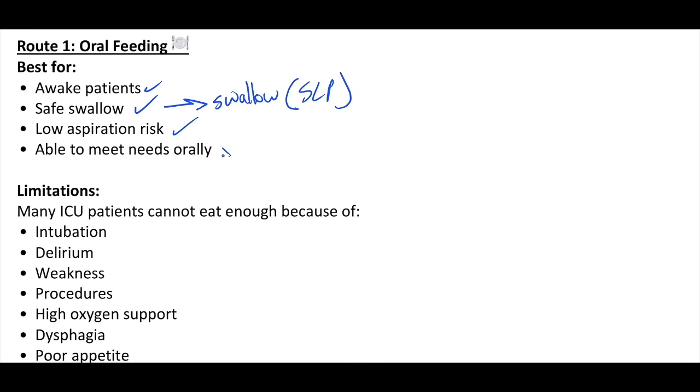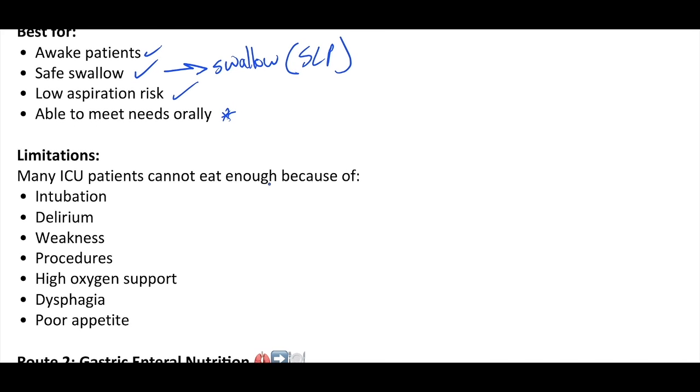The thing to remember, though, is you really got to monitor whether that patient's able to meet their caloric needs orally. Just because we're able to eat by mouth doesn't mean we actually have any appetite and want to eat by mouth. So sometimes patients just don't consume enough orally when they are sick because they're feeling so crummy, and that's something we need to monitor in case we need to intervene.